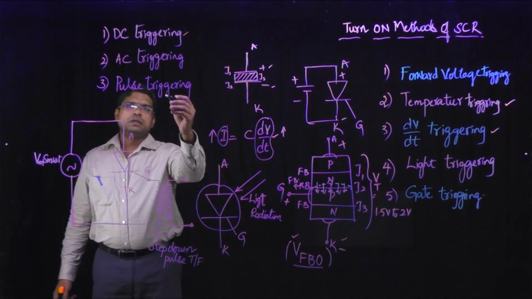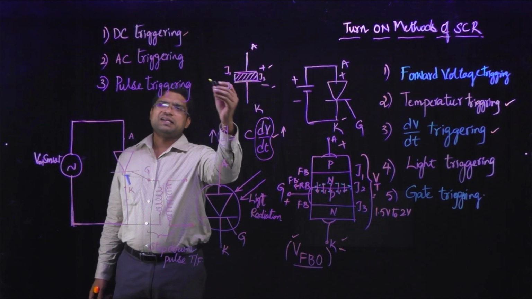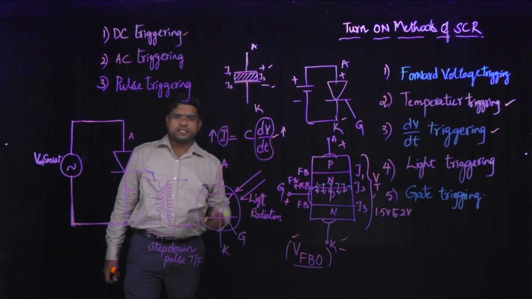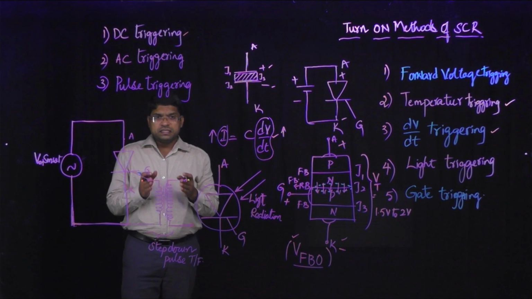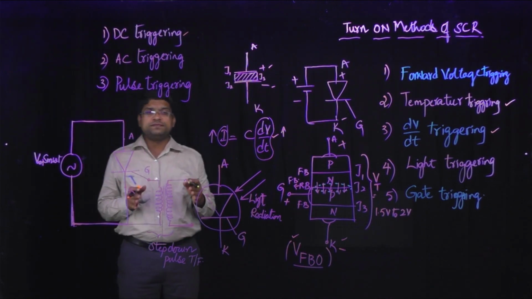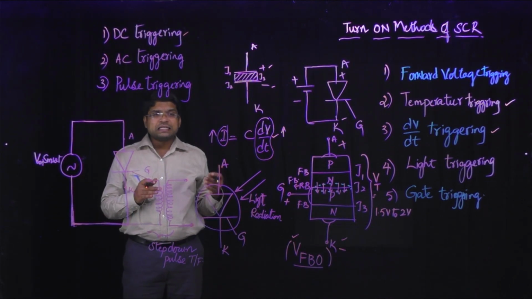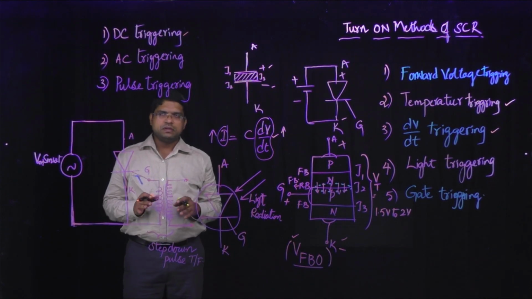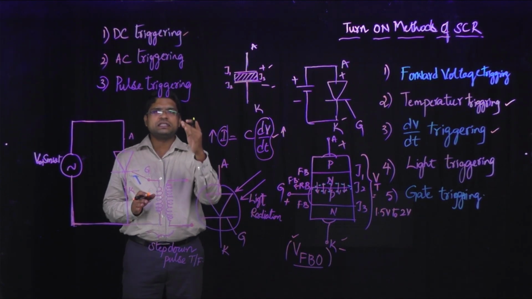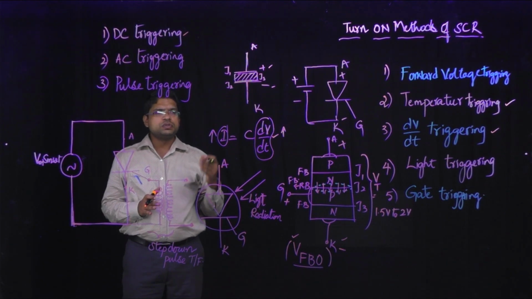Next, number 3, pulse gate triggering or pulse triggering. Actually the most popular method of triggering the SCR is the pulse triggering. Compared to DC triggering and AC triggering, this is the most popular method to turn on the SCR or to trigger the SCR.